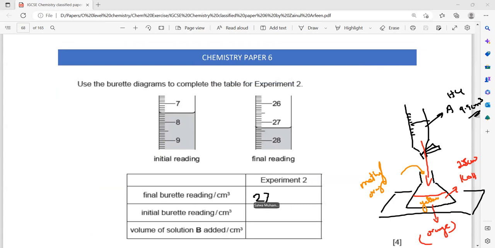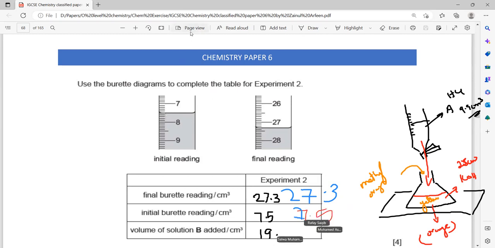So what is the initial burette reading and what is the final? The final is 27.3 and the initial is 7.5. So what is the difference? 19.8. Okay. So for solution B of HCl, for a complete reaction with 25 cm cube of KOH, we need 19.8 cm cube of HCl for a complete reaction with the same KOH.